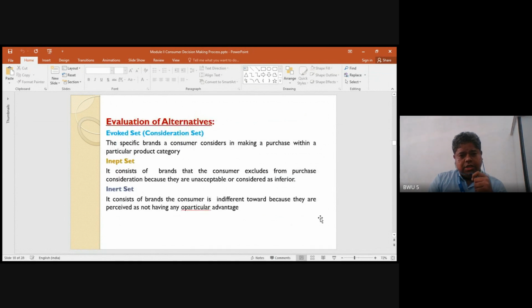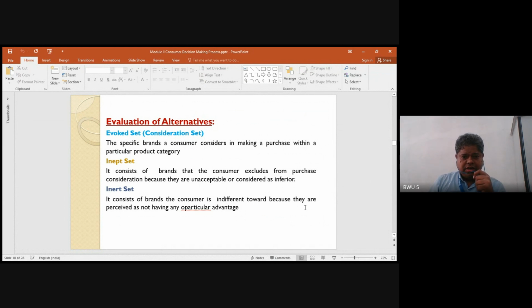Now, see the third step, evaluation of alternatives. Basically, what we do at this stage, we see what are the brands available in the market. Some brands we are likely to consider, some brands we are likely to avoid. Some brands we remain indifferent. Now, see, we can categorize, we can classify.